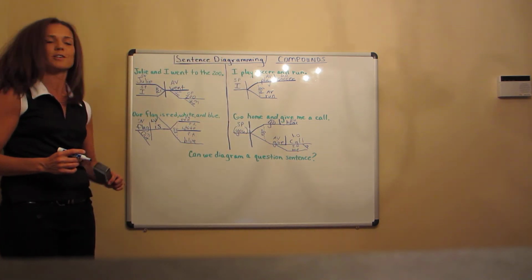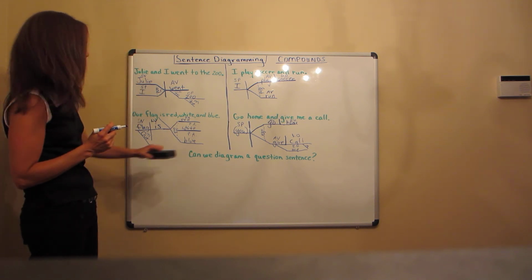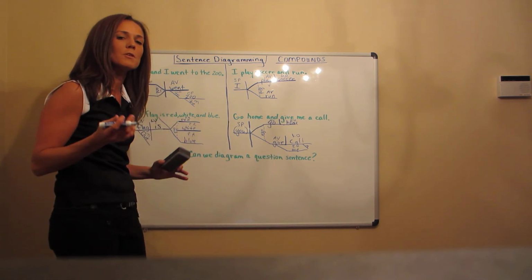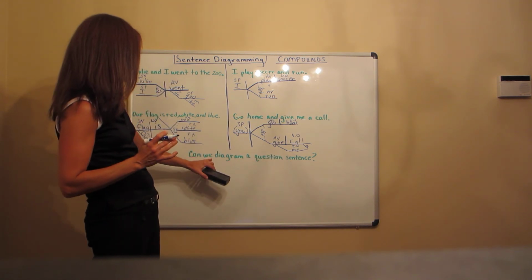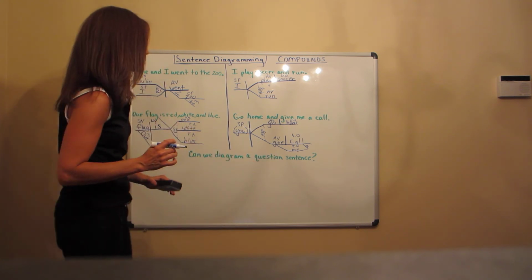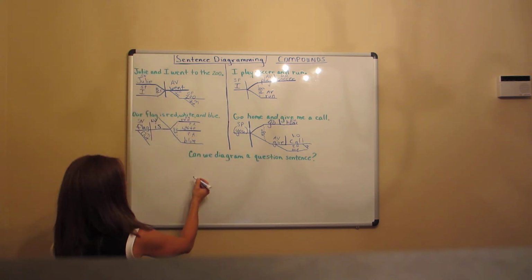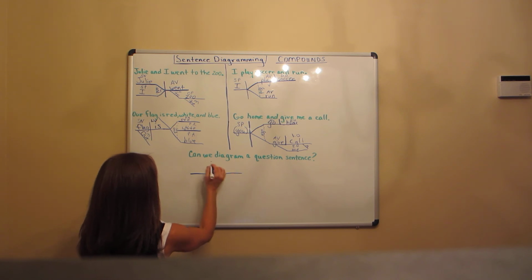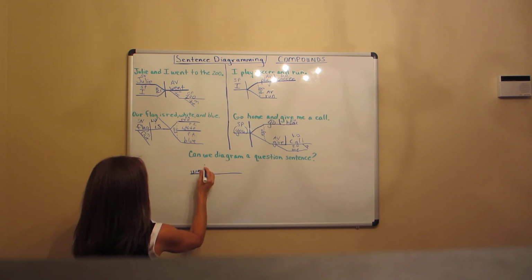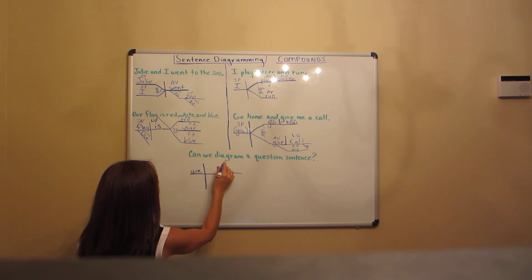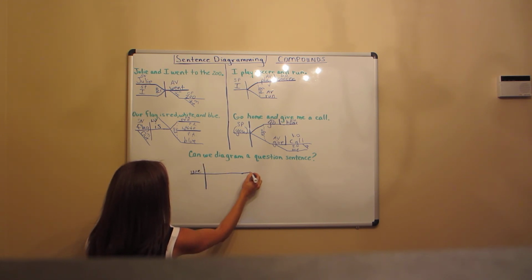Can we diagram a question sentence? Yes, we can. We turn it around into a statement first in our minds, and we say we can diagram a question sentence. So let's go ahead. Who or what is the sentence about? It's about we. Do not capitalize it because we remain true to the capitalization up here. We what? We can diagram is your full verb.